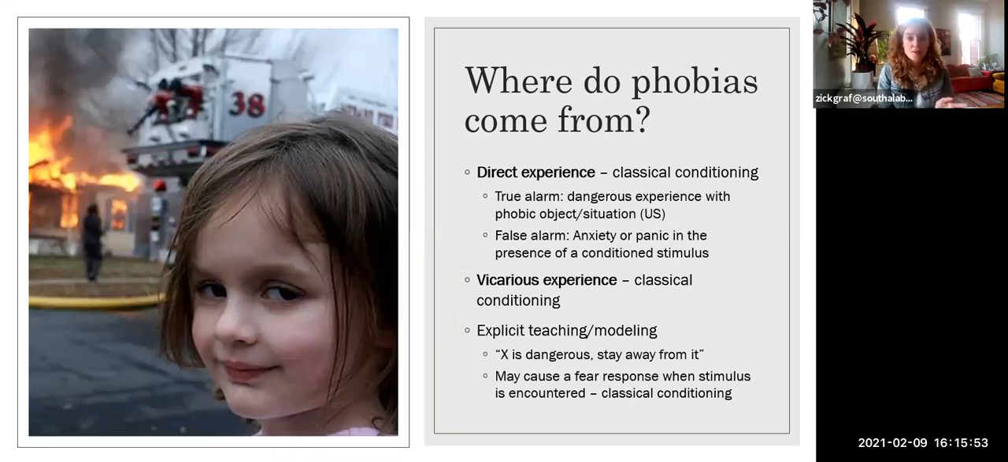Sometimes it's from direct experience. So we break this down into true alarms and false alarms. Some phobias do come from having a life-threatening or otherwise really scary experience with a phobic object or situation. So for example, developing a dog phobia after being chased or bitten by a vicious dog. That would be a true alarm. It's appropriate and understandable to be really scared in that situation. But when you develop a fear association and learn to be afraid of dogs in general, then it can cross the line into being a phobia.